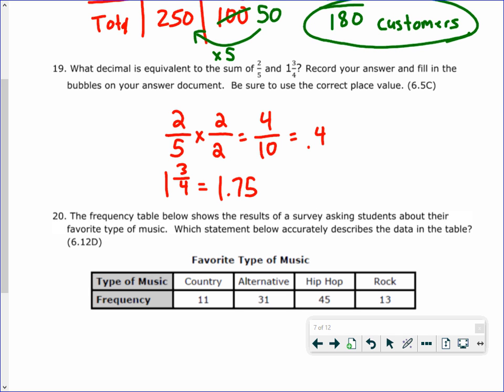So now we're going to add these, because we're looking for the total of our sum. Remember, sum means to add. So let's go ahead and add these up. Make sure you line your decimal place values up. And there you go. Our final answer is 2 and 15/100.